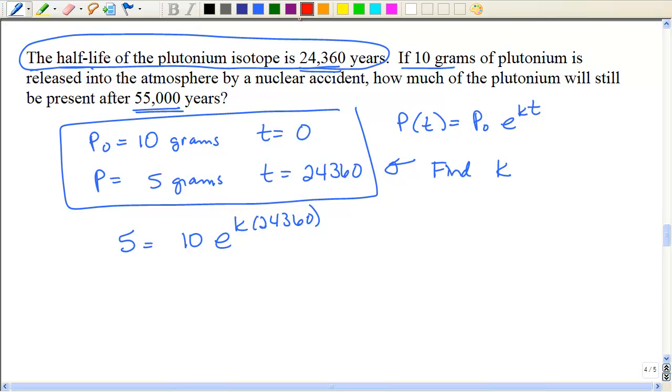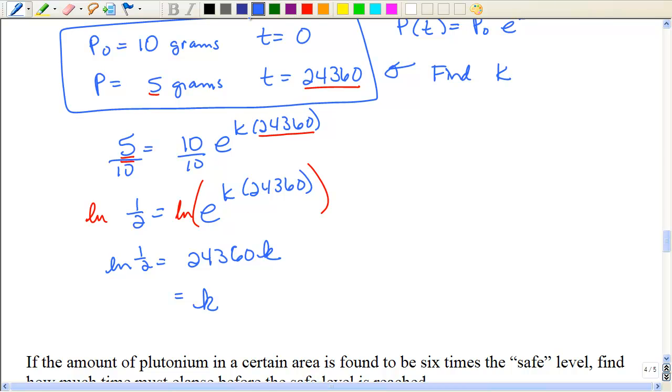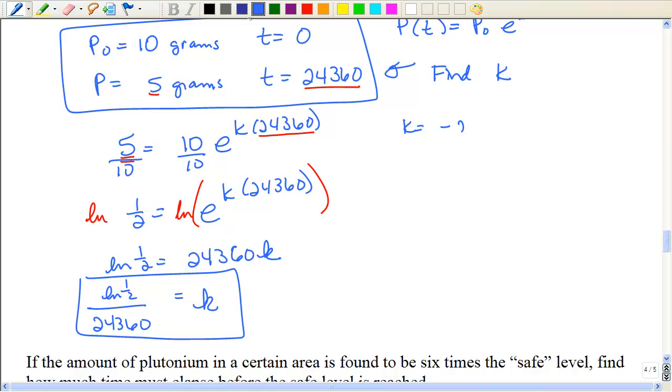So we use this information in order to find K. So again, we've got this matching up with that number. When T is those many years, that's the amount that we have. So we divide by 10, take the natural log of both sides, and then divide by that number. And that would be our value of K. Again, if you wanted a decimal approximation, I got K to be negative 2.845 times 10 to the negative 5th.